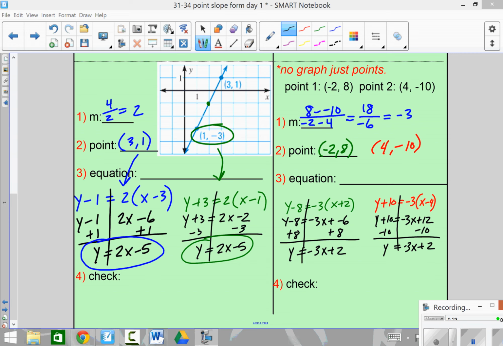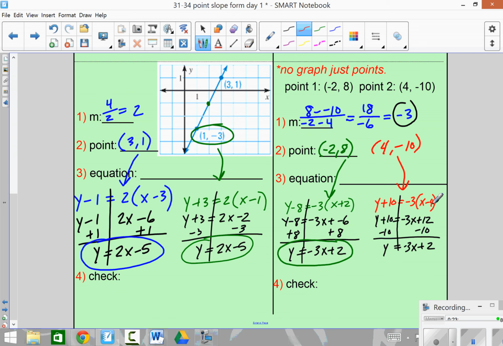Okay, so you're checking back here. You should have all gotten the same slope of -3. Now I'm going to show you both answers here depending on what ordered pair you chose. If you chose the ordered pair -2, 8, this is your route for your answer. This is your point slope form equation. And then when you rewrite, this is what you should end up with in slope-intercept form when you check it, y equals mx plus b. If you chose this ordered pair, 4, -10, you're going to have this answer.